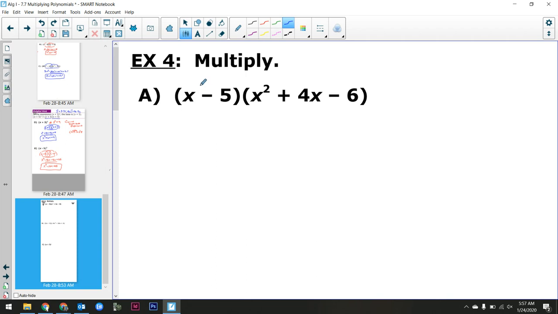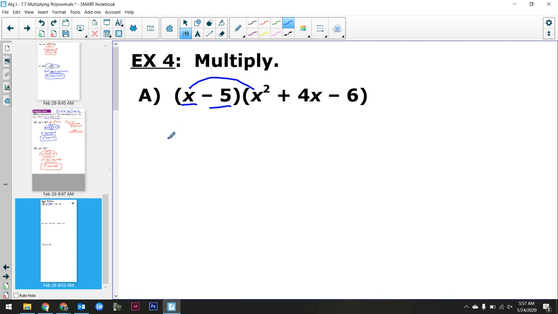That's really it, folks. I know this looks like some big, bad, hard problem, but if you pare it down to what it essentially is, it's just two things that you're going to distribute in. Okay, what are we going to distribute in? We're going to distribute an x and then a negative 5. So let's do that. Let's distribute in the x.